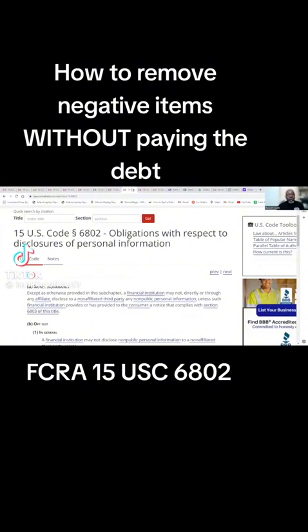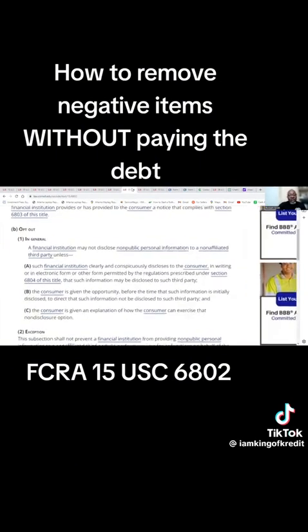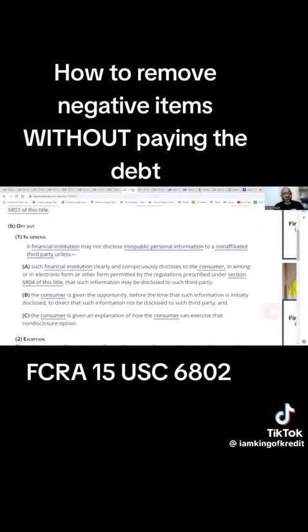15 USC 6802, obligation with respect to disclosure of personal information. We're going to go down to 1B. Let me blow this up. Well, B1. It says opt out. In general, a financial institution may not disclose your non-public personal information to a non-affiliated third party unless.